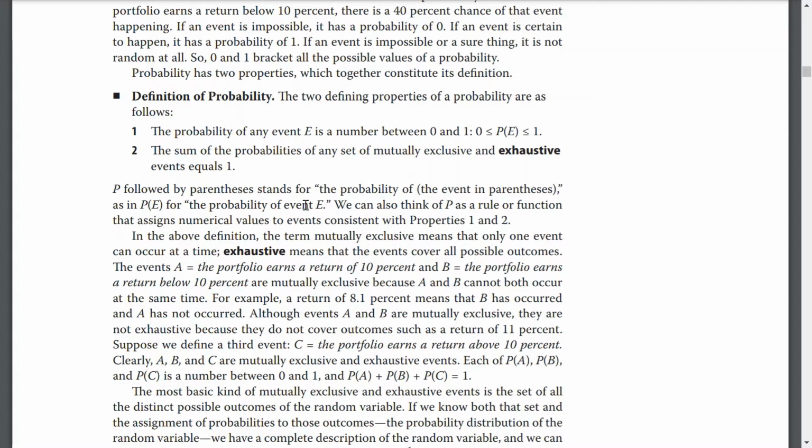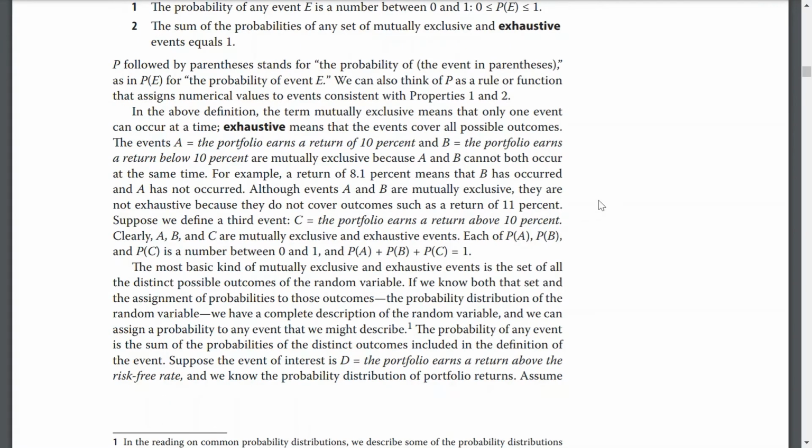P follows the parenthesis, which stands for the probability of the event in parentheses, as in P(E) for the probability of event E. We could also think of P as the rule or function that assigns numerical values to events consistent with properties 1 and 2. In the above definition, the term mutually exclusive means that only one event can occur at a time. Exhaustive means that the events cover all possible outcomes.